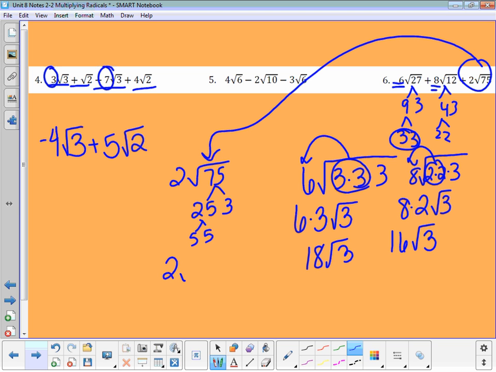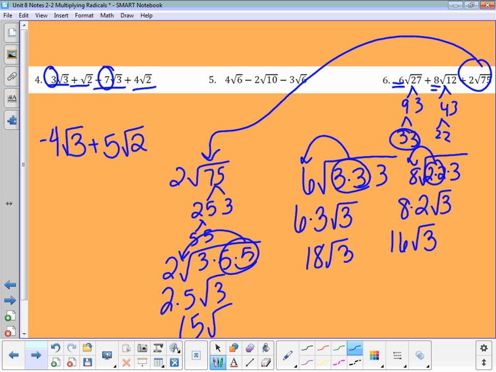So then I end up having 2, 3 times 5 times 5. I'm going to take out a pair. Then on the outside, I have 2 times 5, radical 3, and then I get 15, radical 3. So that is also going to be part of my addition problem. Now, once I have it fully simplified, then I can go ahead and add these. So I have 18 plus 16, then plus 15.